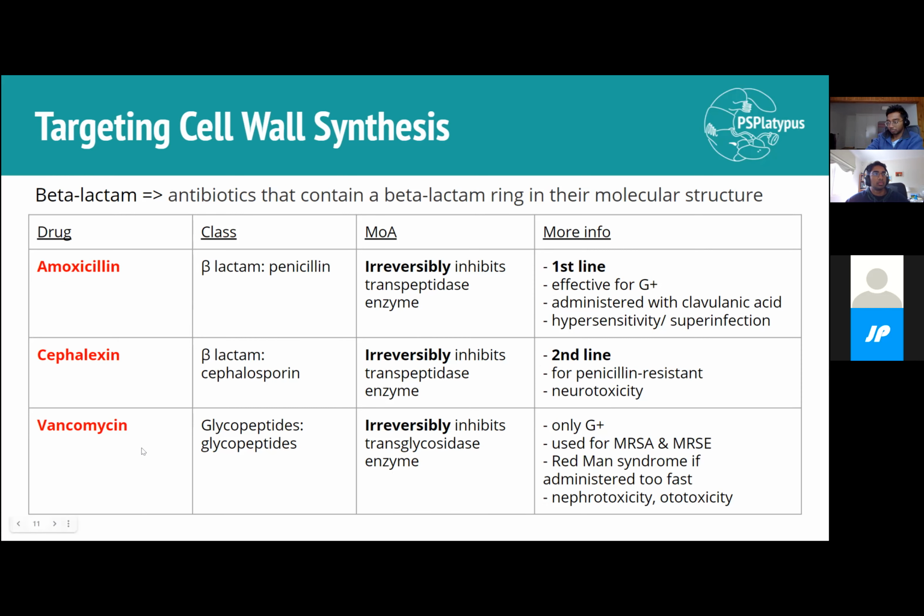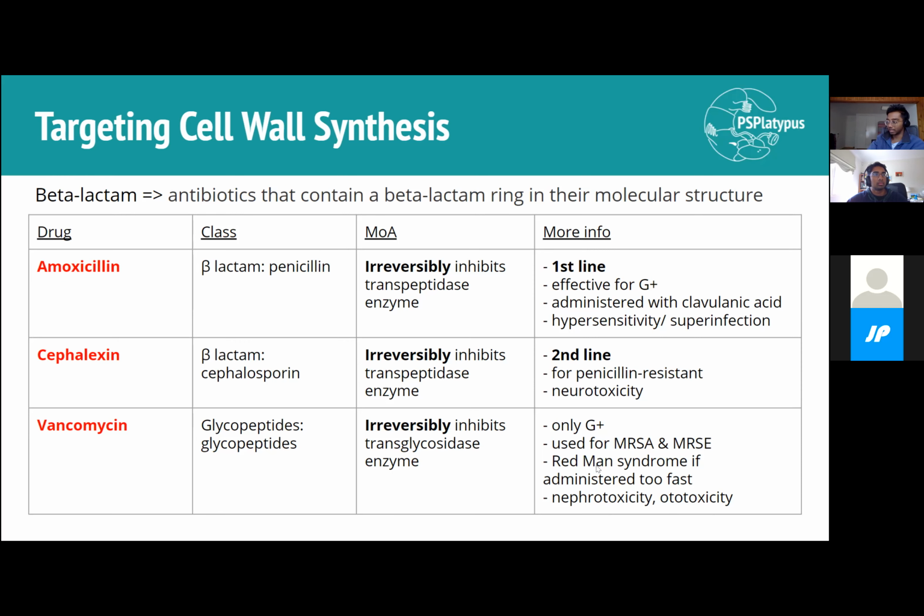For vancomycin, that's a glycopeptide, which is the other type that we talked about, and it irreversibly inhibits the transglycosidase enzyme. And this is only used for gram-positive. And typically it's used for more severe infections that are resistant to methicillin, which is stuff like the beta-lactams. So it's used for methicillin-resistant Staph aureus, and then methicillin-resistant, another one, can't remember exactly.